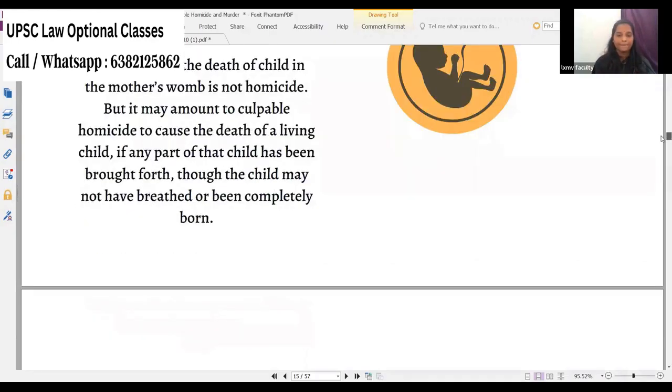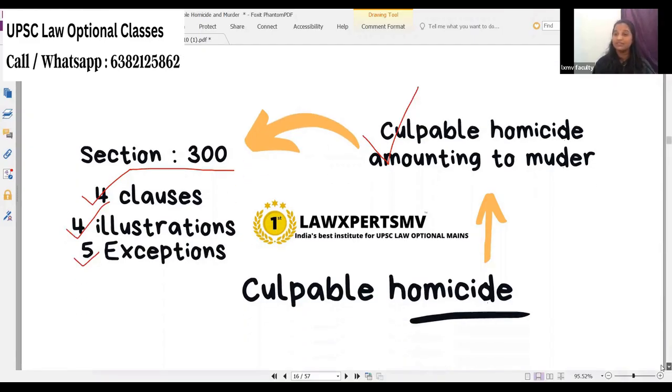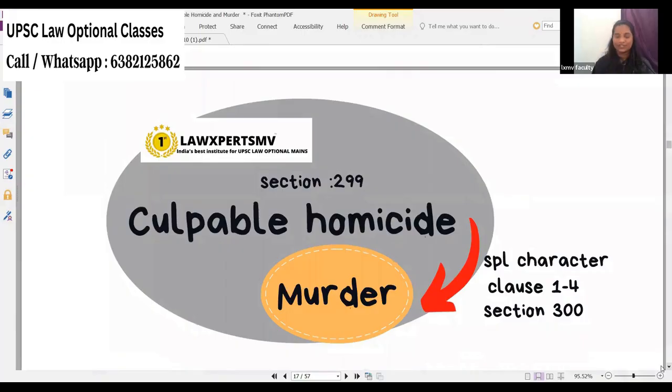Okay. Now, we are going to the next escalated form of culpable homicide, that is culpable homicide amounting to murder. When culpable homicide will be called as murder, it is given under section 300. 4 clauses are there in section 300 and 4 illustrations are there. And then you have 5 exceptions. All these exceptions, even the illustrations are very, very important. Each one has been asked as a separate question there.